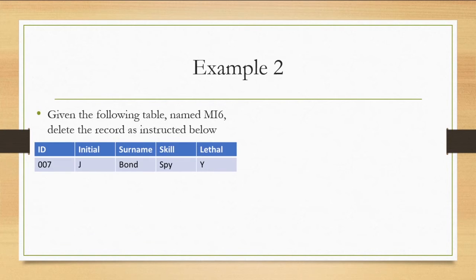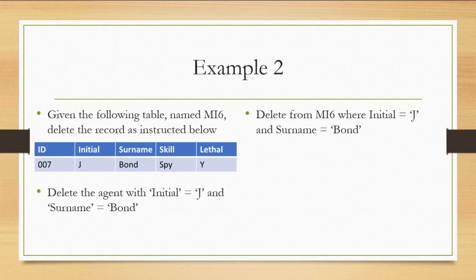Given the following table named MI6, delete the record as instructed below. Same as before. So, delete the agent with initial equals J and surname equals Bond. Pause the video here and try and work out the delete statement for yourself. Okay, let's look at the answer. So, delete from MI6 where initial equals J and surname equals Bond. Please note the use of single quotation marks around J and Bond. This can be replaced with double quotation marks for Delphi.